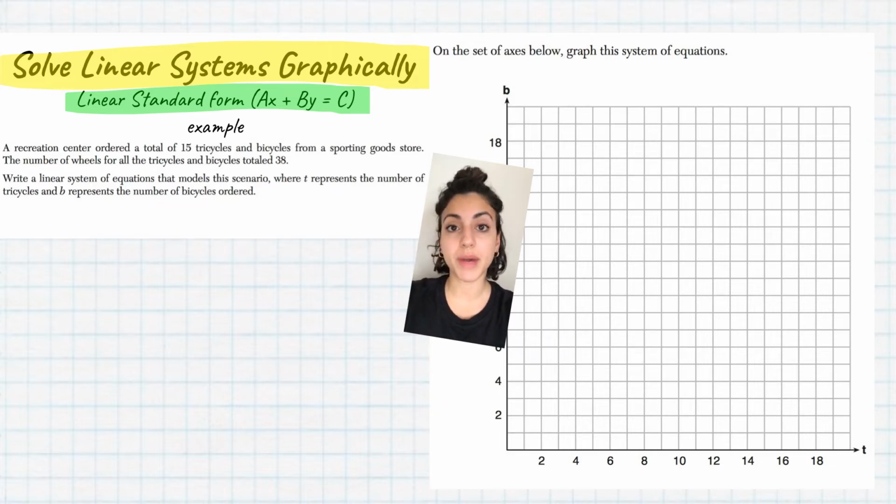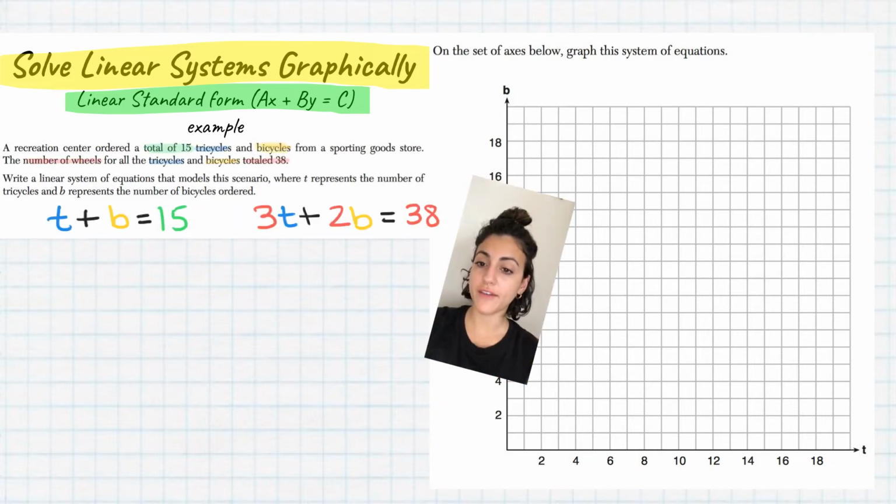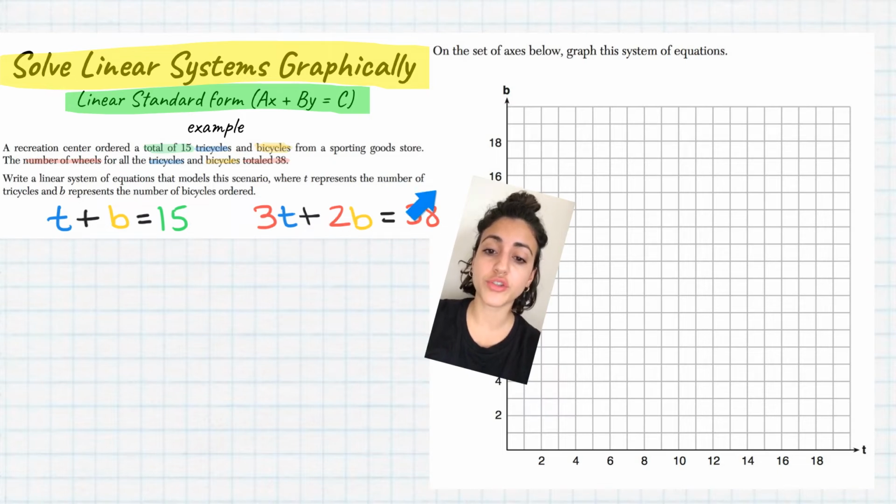Hopefully you got the same model. So I've highlighted what's important, and now I've modeled my scenario. I've got T + B = 15 because we don't know how many of each of the tricycles and bicycles there are, but we know that they total 15. So we can think of all the combinations that equal 15: 1 tricycle, 14 bicycles, 2 tricycles, 13 bicycles, right, and so on. And then we know that there's 3 wheels per tricycle and 2 wheels per bicycle and a total of 38 wheels.